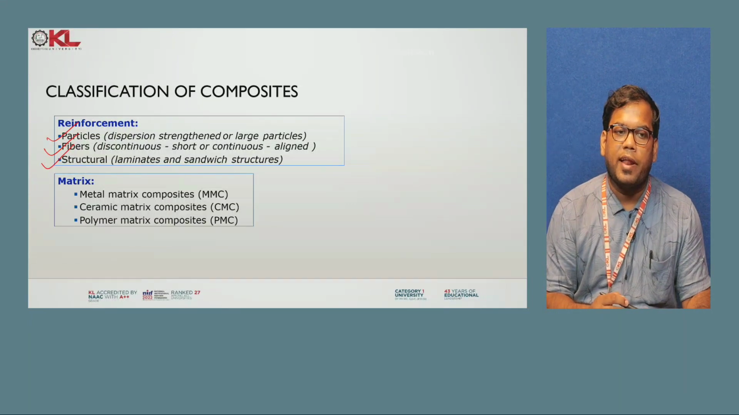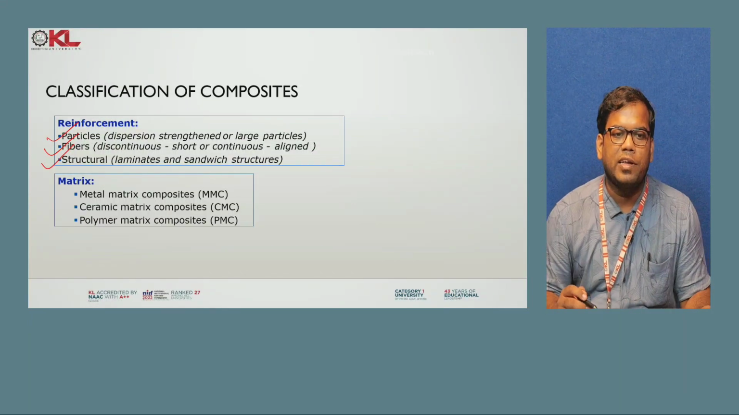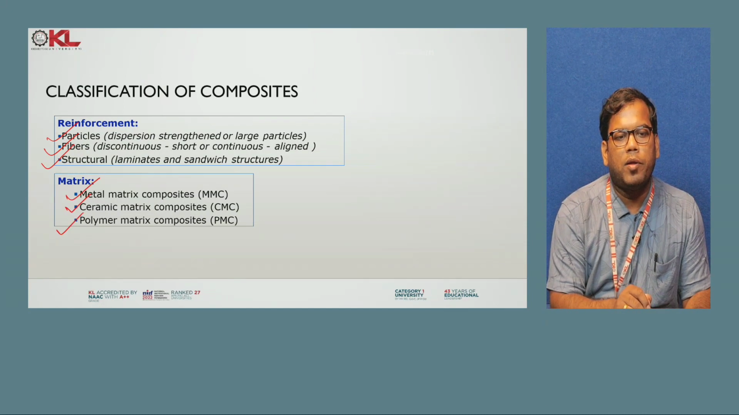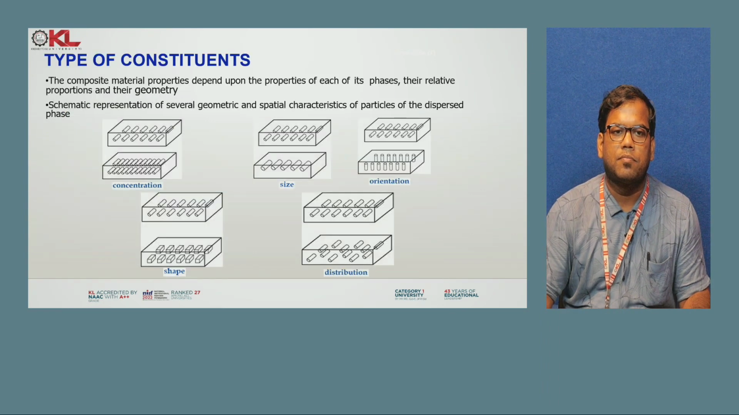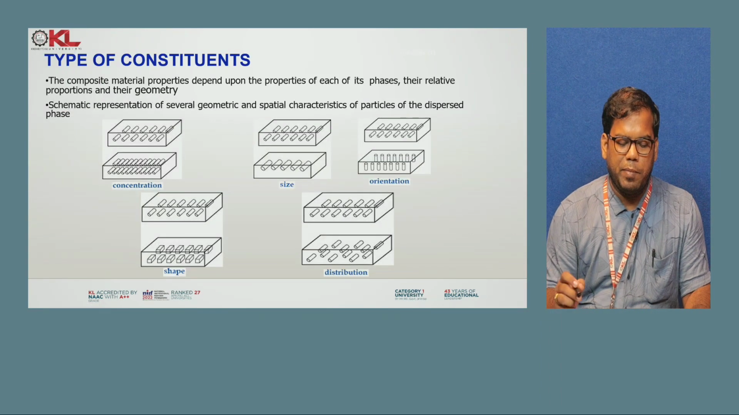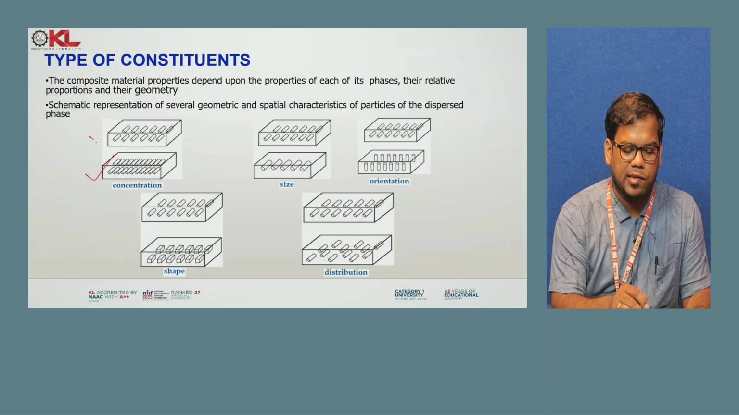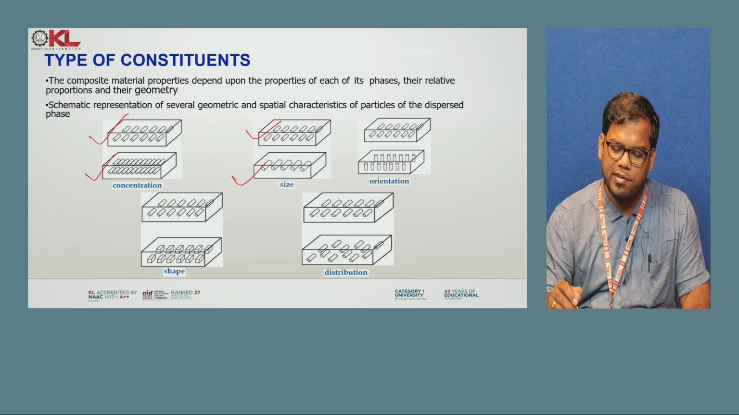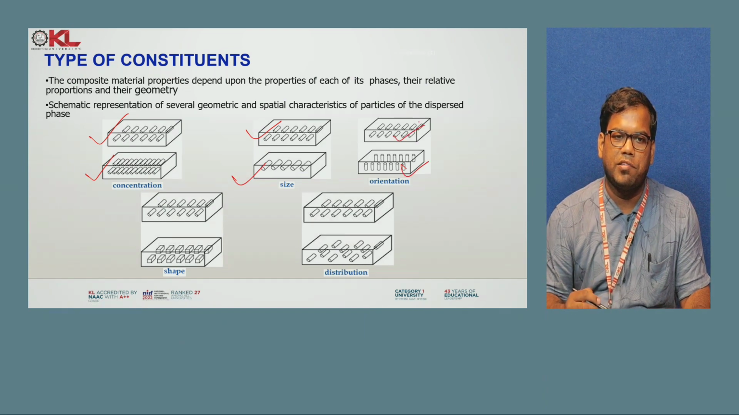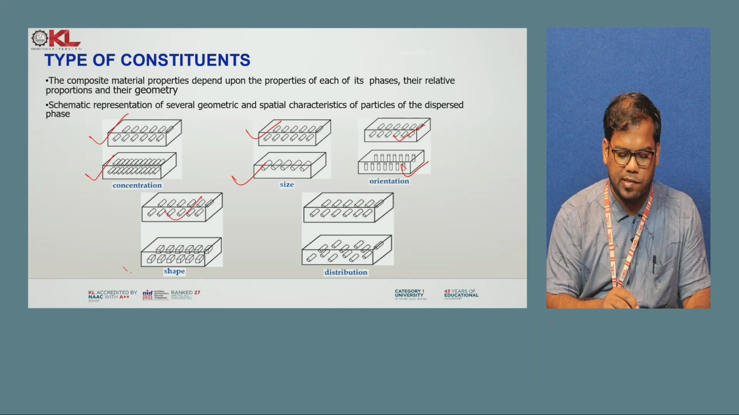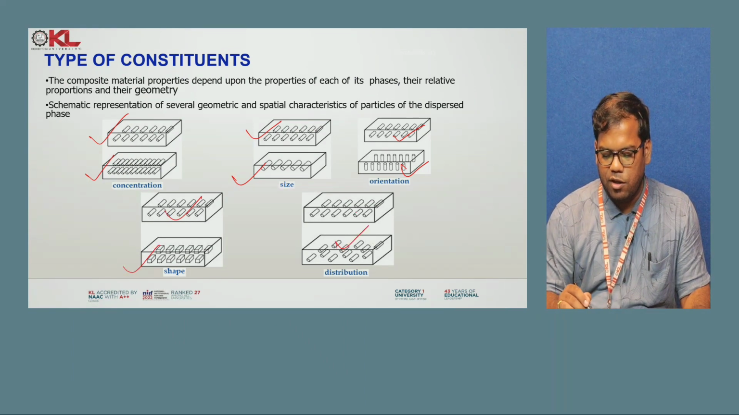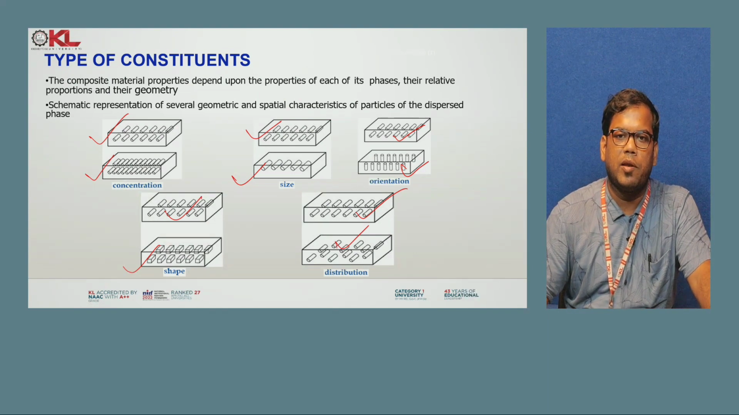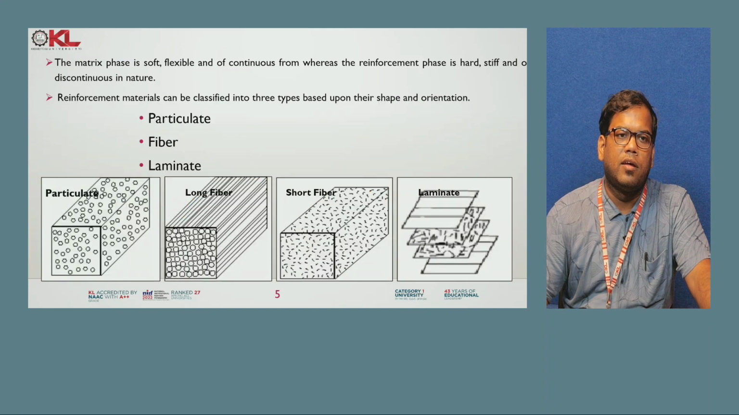Similarly, based upon the types of matrix we use, the composite can be classified as metal matrix composite, ceramic matrix composite, and polymer matrix composite. Again, based upon the concentration, composites can be classified. Similarly, based upon size: short fiber, long fiber; based upon orientation: randomly oriented or continuous in nature; based upon shape, and based upon distribution. So based upon all these characteristics, composites can be classified into different types.